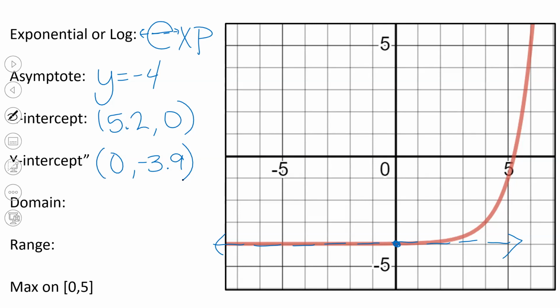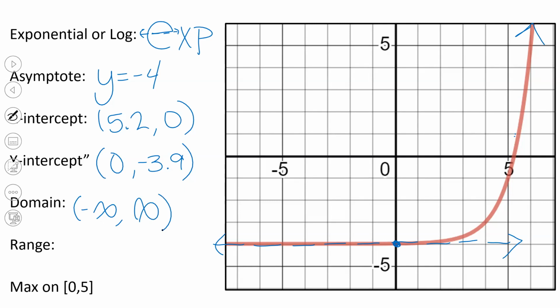Domain, which way does domain go? Left to right. If I come from the far left, what do I get to first? Anybody? Thank you, -infinity. And if I come from the far right, although it doesn't really look like it's going right, this is going up and to the right. So what do I get to first? +infinity. Very good.